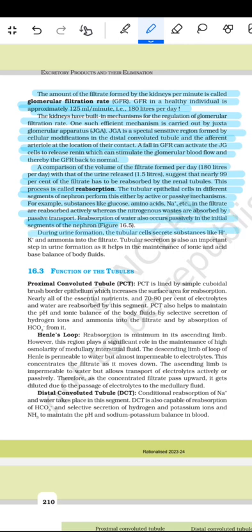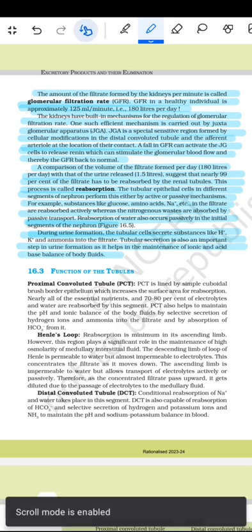During urine formation, the tubular cells secrete substances like H+, K+, and ammonia into the filtrate. Tubular secretion is also an important step in urine formation as it helps in the maintenance of the ionic and acid-base balance of the body fluids.